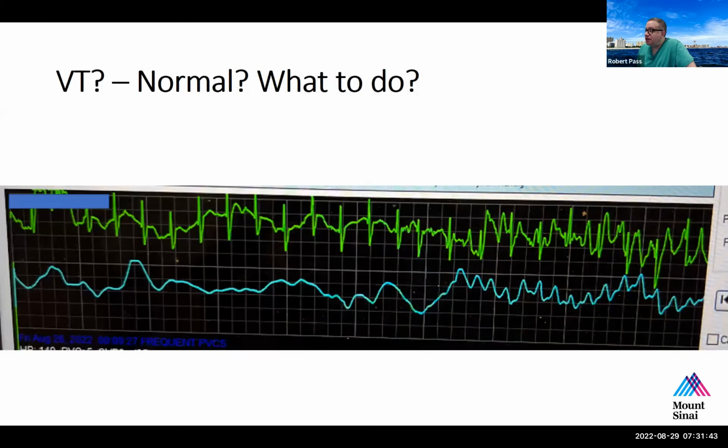So this was a tracing that was sent to me by a fellow who was dutifully reviewing tracings in the ICU. And the question I was asked was, is there VT here? Is this normal with artifact? What do I think? So I'm going to throw it up to you guys. Why don't we ask Maya what she thinks about this trace?